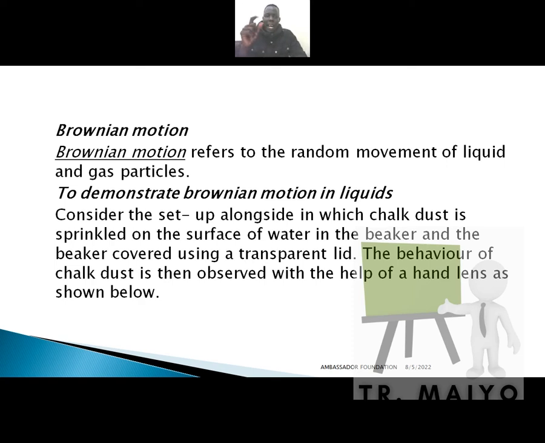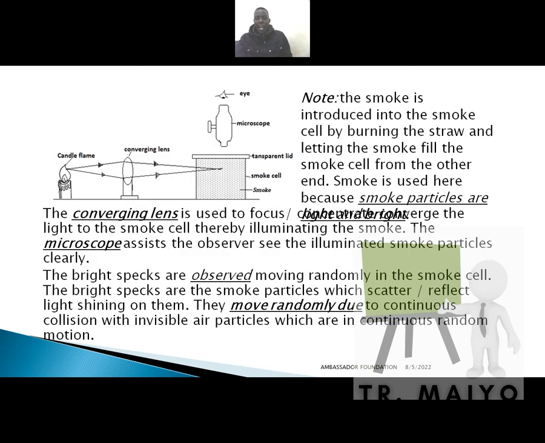Unless we use a very light particle, we put it on the surface of water, so that as the water particles are moving, they end up hitting or bombarding or colliding with the particle you have placed on the surface of water. We use chalk dust because they are light and they're visible. We use pollen grains because they are light and they're visible. Though they are very small, we are going to use a lens or a microscope for the enlargement.